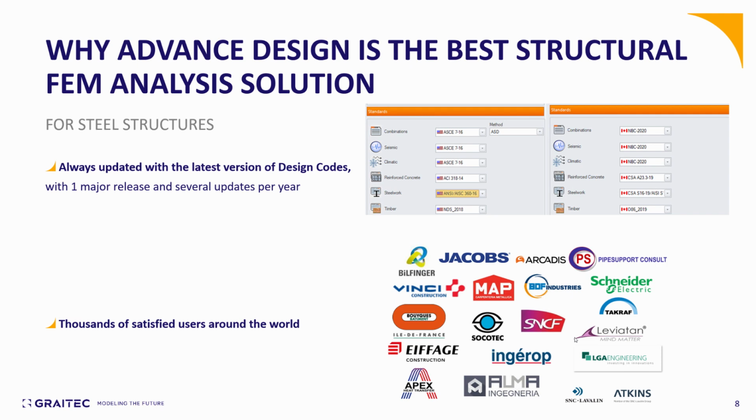Codes are very important. As you see here, I have put some screenshots. This is for North American codes, basically US and Canada. We cover loadings, load combinations, climatic, reinforced concrete, steel, and timber, which you can switch between. We also have the older versions, and we are always up to date. We have a major release per year, and also several updates every year to keep the software up to date. And as you see here, we have thousands of satisfied users.